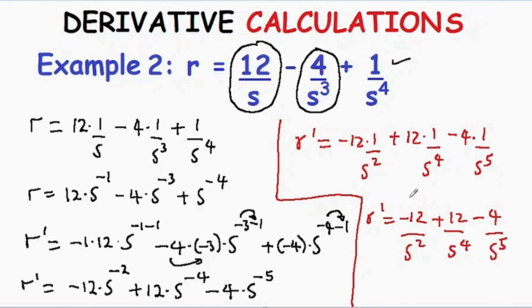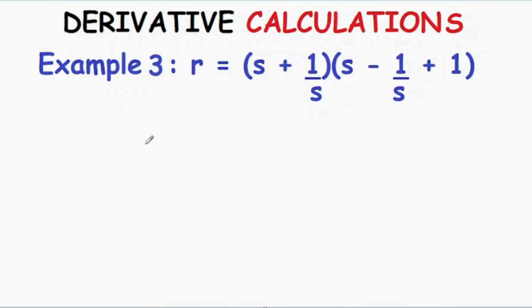Let's proceed to the third example. In example 3, we are going to differentiate r with respect to s. And the first step we're going to take here is to expand the parentheses. So s here we multiply s here, and that's going to give us s squared. And s here we multiply negative 1 over s. So let's have it negative 1 over s multiplied by s.